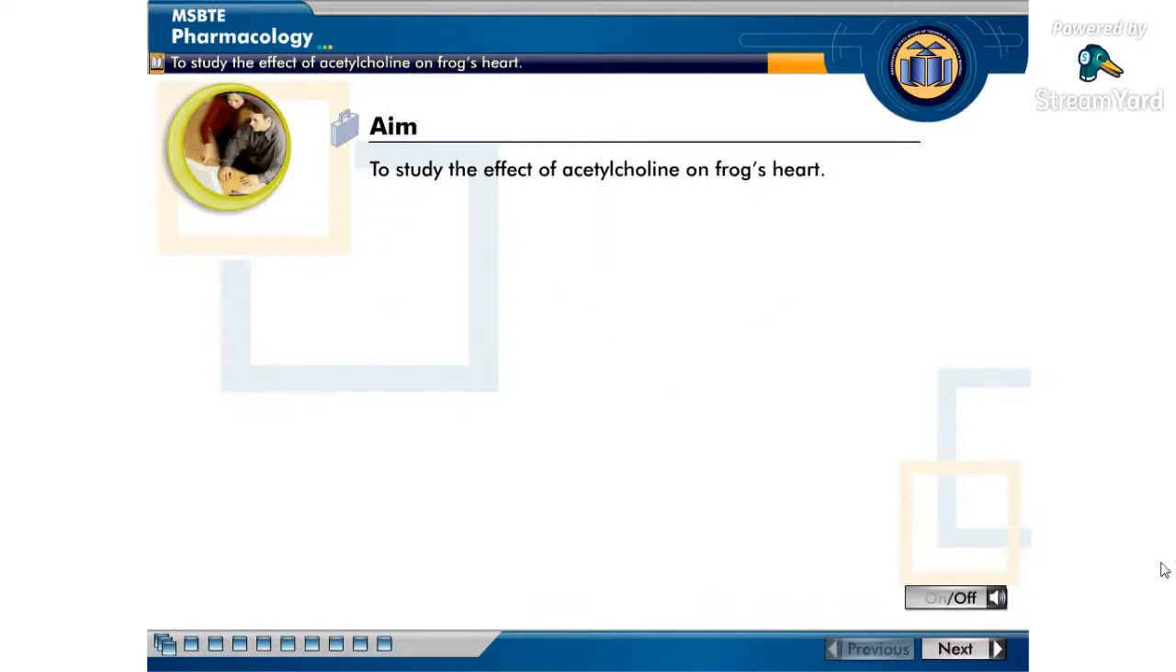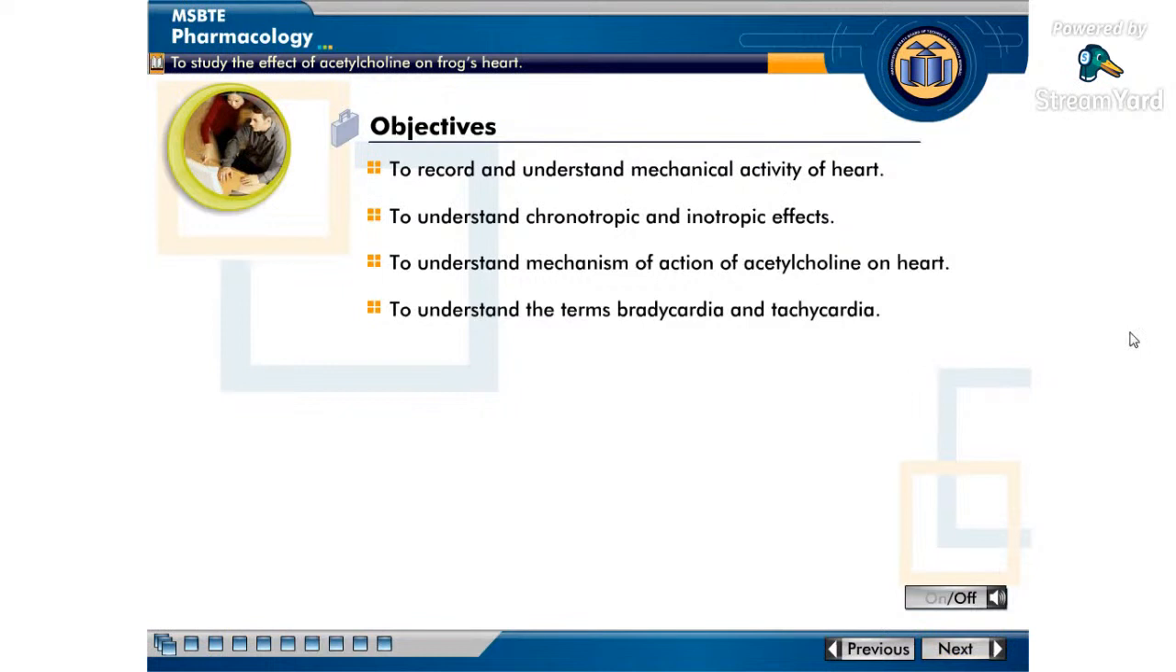Aim of this experiment is to study the effect of acetylcholine on frog's heart. Objectives of this experiment are to record and understand mechanical activity of heart, to understand chronotropic and inotropic effects, to understand mechanism of action of acetylcholine on heart, to understand the terms bradycardia and tachycardia.